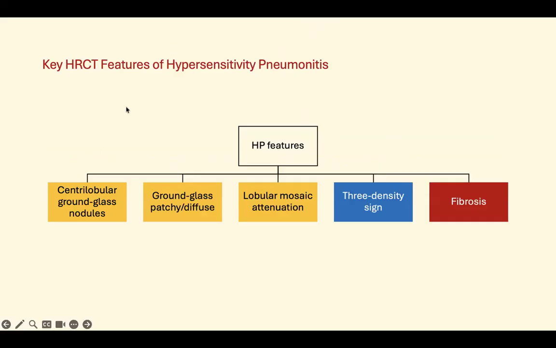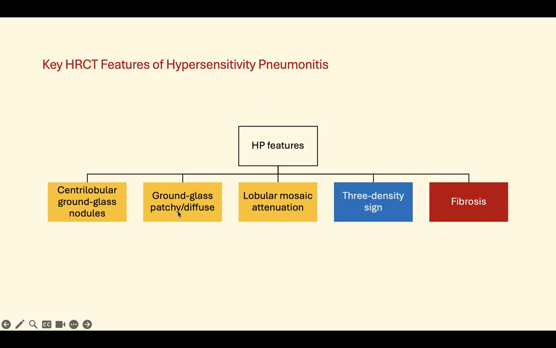So the key high-resolution features of hypersensitivity pneumonitis: we have three main features. Centrilobular ground glass nodules, ground glass opacities patchy or diffuse, and lobular mosaic attenuation. It is lobular because it is due to small airway disease. The vascular disease will cause non-lobular mosaic attenuation, and we will discuss this in the mosaic pattern.